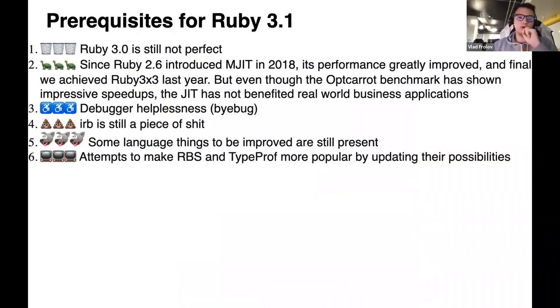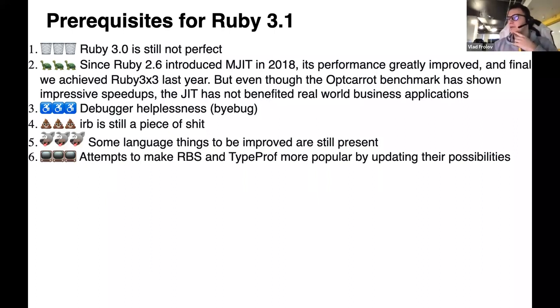And we are going to see the prerequisites for Ruby 3.1. Yeah, Ruby 3 is still not perfect. The debugger helplessness buyback, I guess it's kind of not really useful. IRB is still a piece of shit. Some language things to be improved are still present. Attempts to make RBS and TypeProf more popular by updating their possibilities.